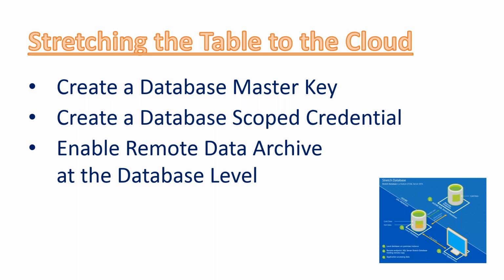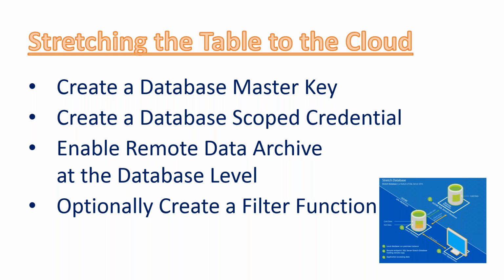The next step is to enable remote data archive at the database level, and this is where you're going to tell SQL Server on that database to which Azure SQL database to access and which credentials to use in order to access the database. Then when you go to the table level, now you identify a specific table in the database that you want to stretch to the cloud. You can optionally create a filter function. This is an inline table valued function in which you instruct SQL Server which rows are going to be considered cold data, which rows should be archived.